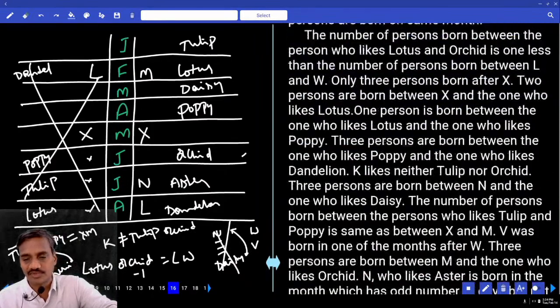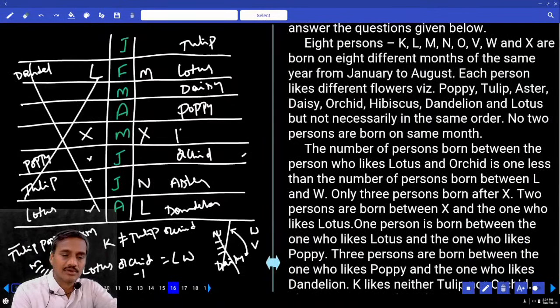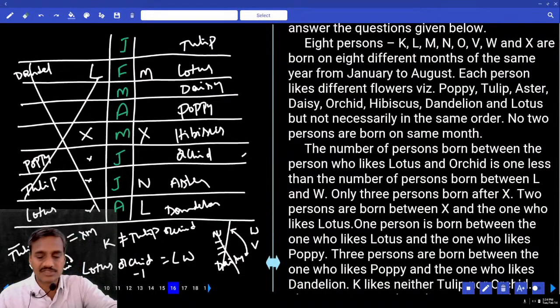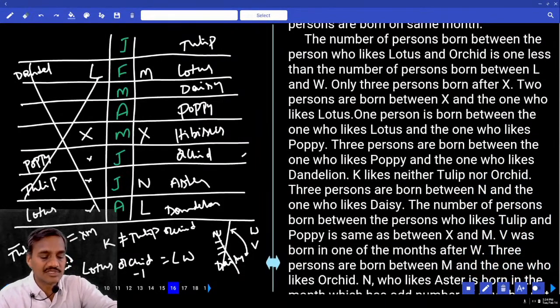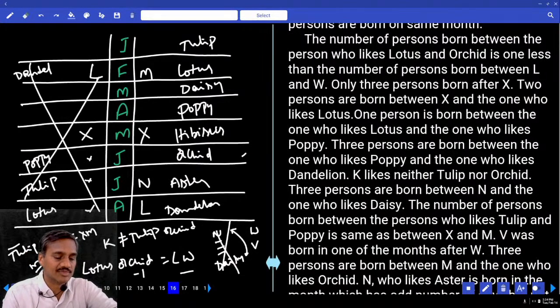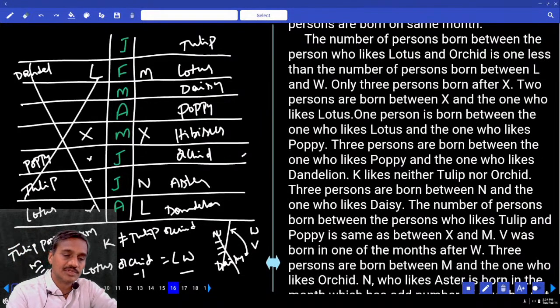What is the flower that is left over here? Hibiscus. Now M, X, hibiscus. Then coming back to this one. The first information: lotus and orchid is 1 lesser than L and W. Number of persons between lotus and orchid is 3. Now this 3 is 1 lesser than L and W. Hence between L and W we need to have 4 people. 1, 2, 3, 4. W must be in the month of March. L and W we have done with this one.